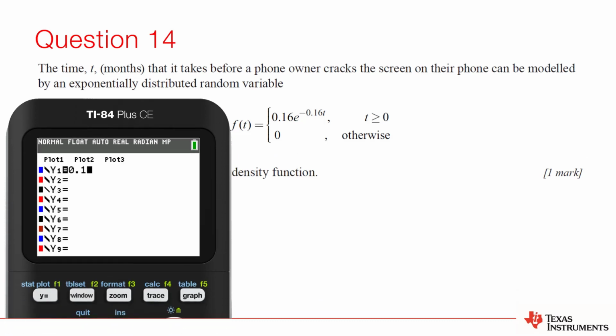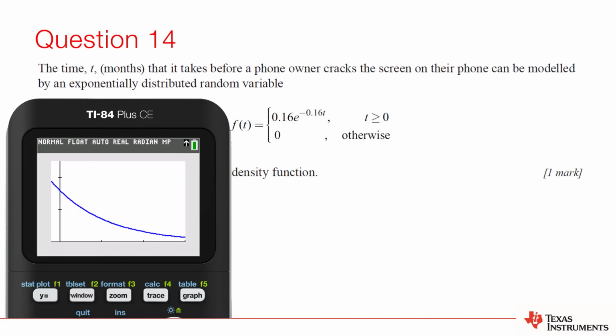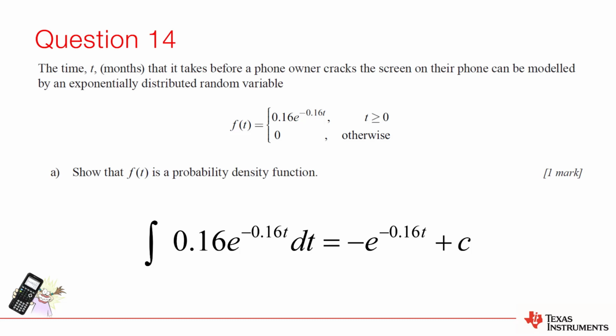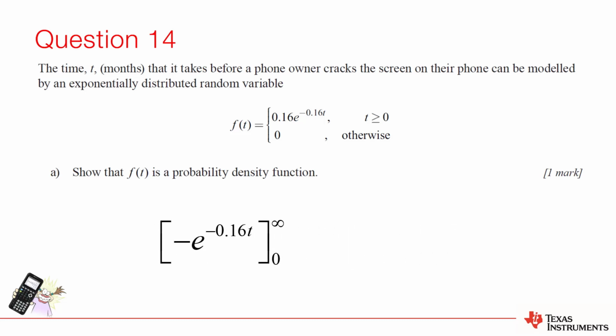We know that the sum of all the probabilities must be equal to 1, and since f of t is greater than 0, then we need to show that the integral from 0 to infinity is equal to 1. The integral of 0.16e to the power of negative 0.16t is equal to negative e to the power of negative 0.16t. Now we can substitute the terminals. Negative e to the power of 0 is negative 1, and so we get an answer of 1.